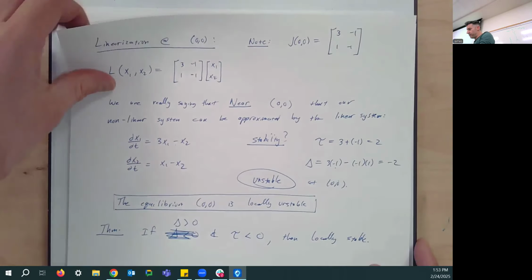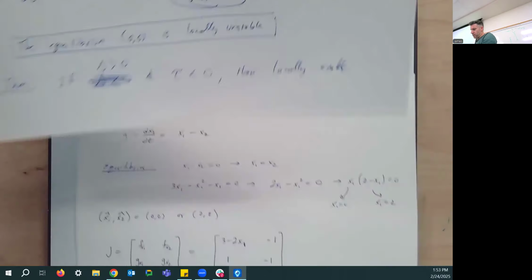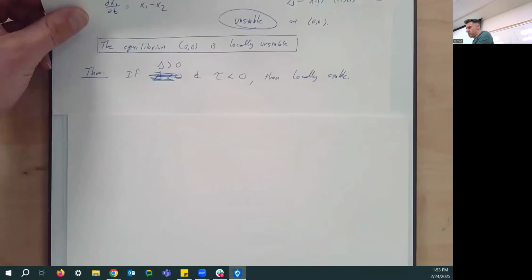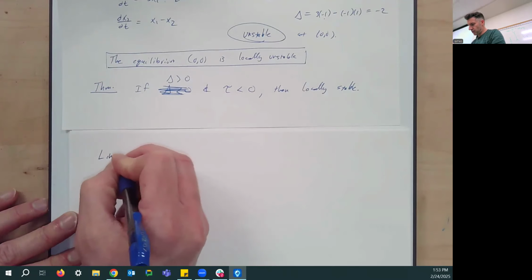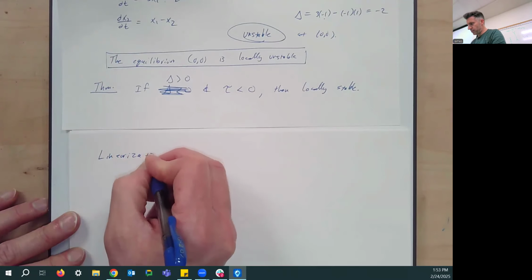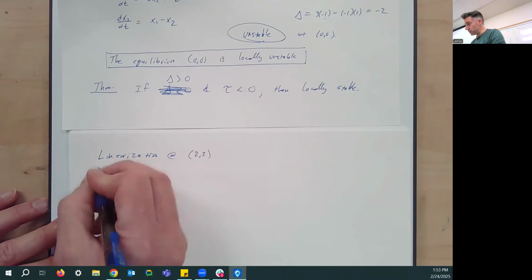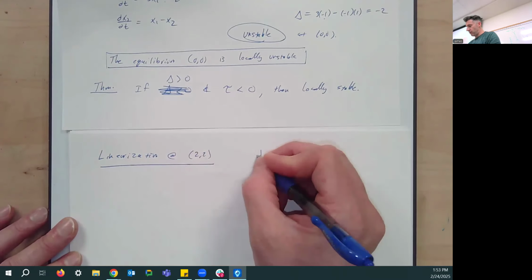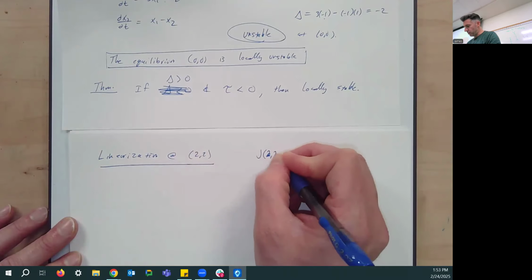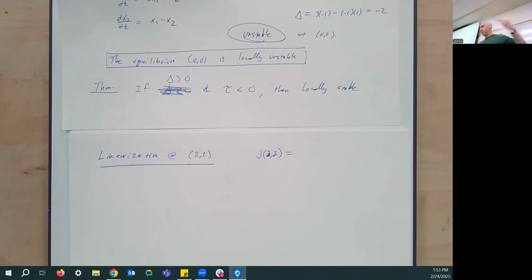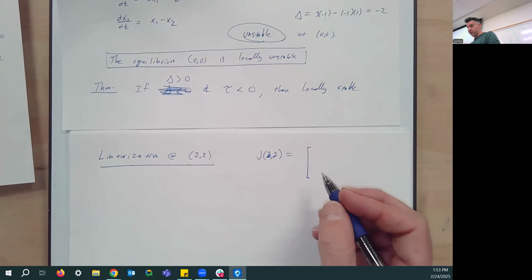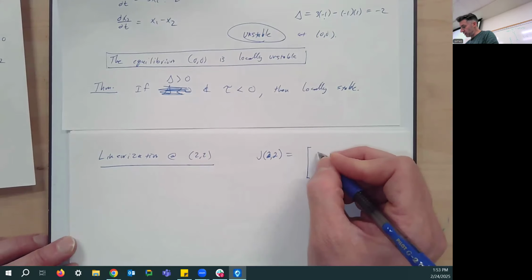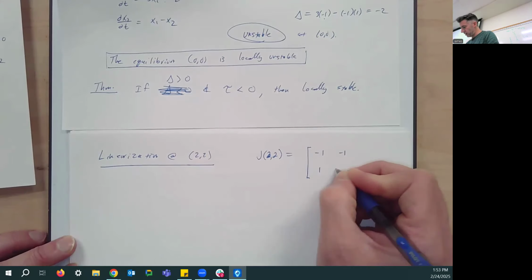Okay, let's do the other one. It's a little more interesting. Let's not lose this piece of paper here. So my other linearization is at the point 2, 2, the equilibrium 2, 2. So let's find the Jacobian there. I know the Jacobian's way back on the other page. The Jacobian at 2, 2, looking back at my matrix, I'm just changing the first entry, first column, first row. It's going to be 3 minus 4 instead of 3 minus 0. So that's going to be -1, -1, 1, -1.